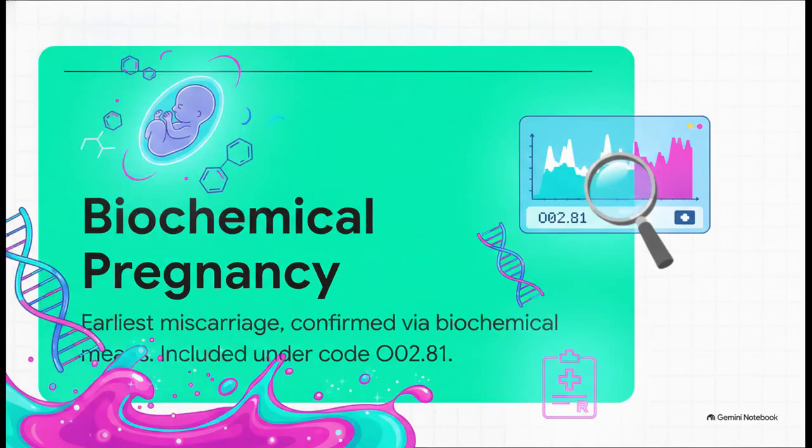On the flip side, we have the biochemical pregnancy. This is literally the earliest form of miscarriage. It happens when the fertilized egg doesn't implant properly in the uterus. It's called biochemical because, well, the pregnancy is simply too early to confirm through a standard ultrasound. It can only be confirmed through biochemical testing. Because of this very distinct clinical picture, a biochemical pregnancy is included under a totally different code, O02.81.